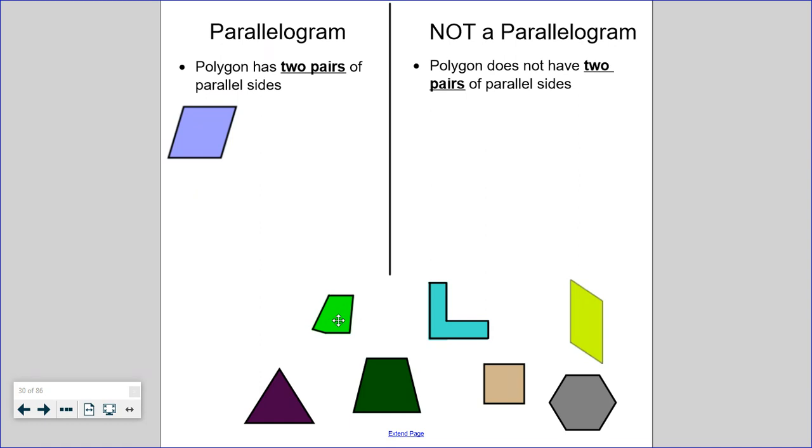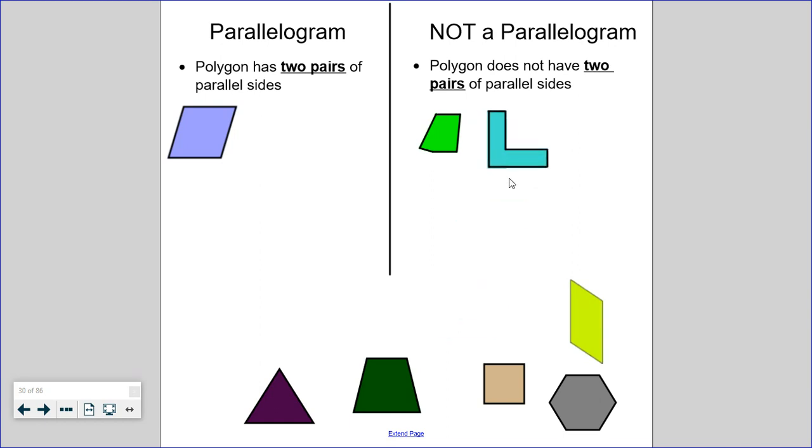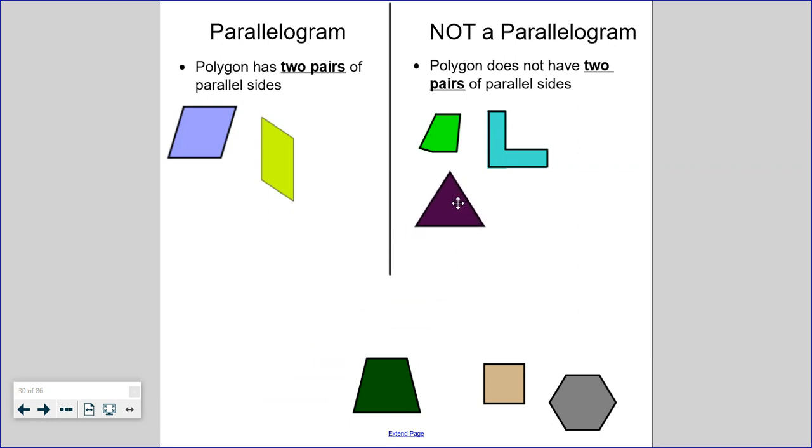How about this one? Nope, not a parallelogram, and actually that one has five sides, so it's not even a quadrilateral. How about the L? Not a parallelogram. This one does have pairs of parallel sides. The top and the bottom are parallel, the sides are parallel, but it has six sides, not four. How about the yellow one? Yes, that is a parallelogram. The triangle? Nope, that only has three sides, so it's not even a quadrilateral.